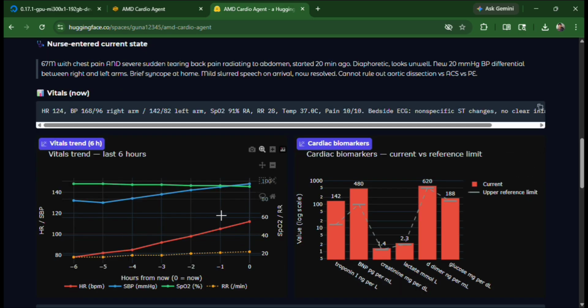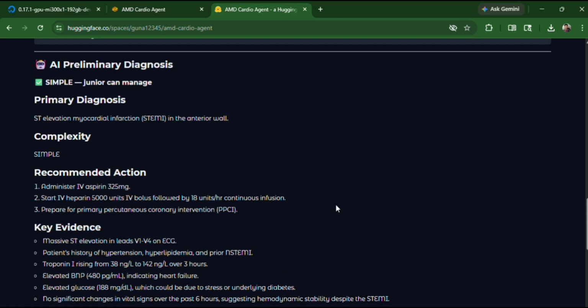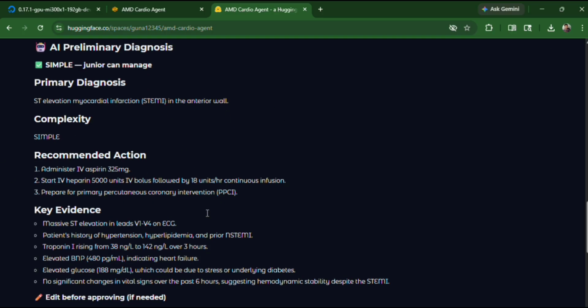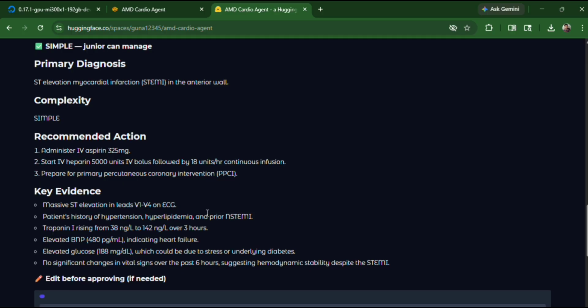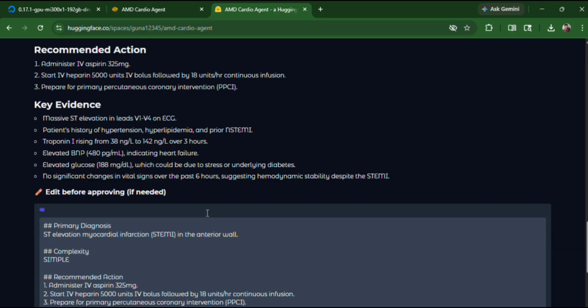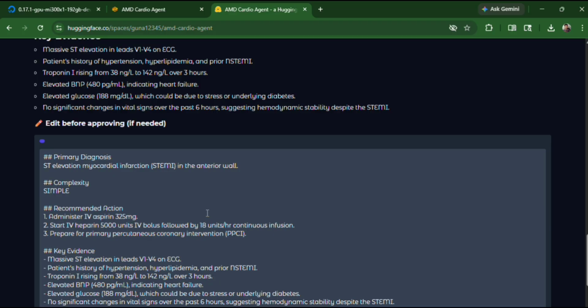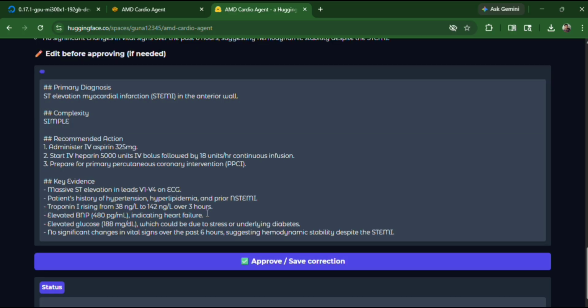In seconds, the agent processes the images and history and outputs a clear diagnosis: an anterior wall STEMI. It flags this case as simple, meaning the junior doctor can manage it. With the recommended actions and evidence clearly listed right there, the junior can start treatment immediately without waiting for the surgeon. But the real power is the continuous learning loop.